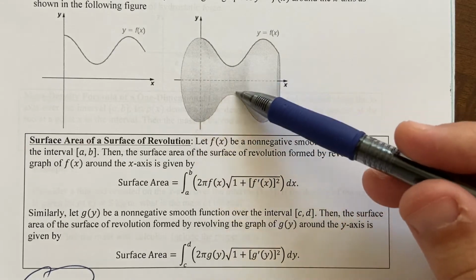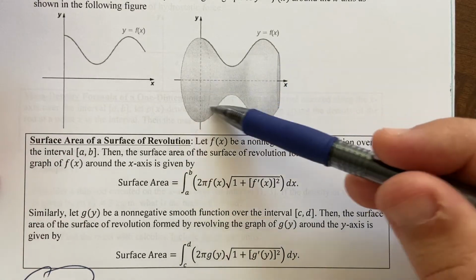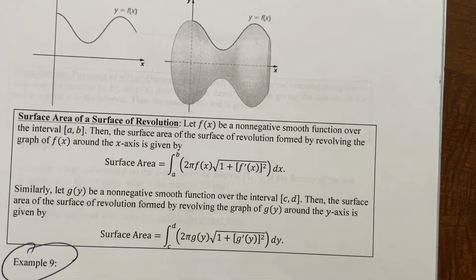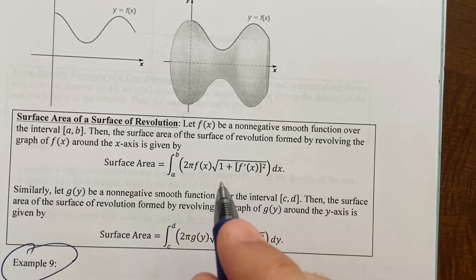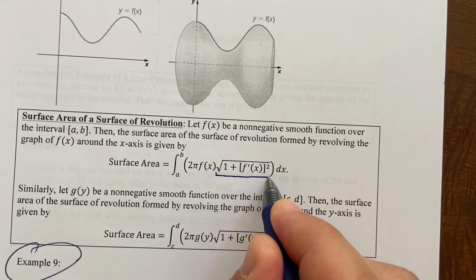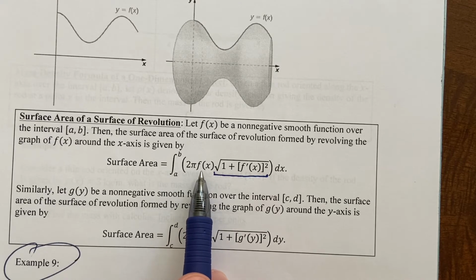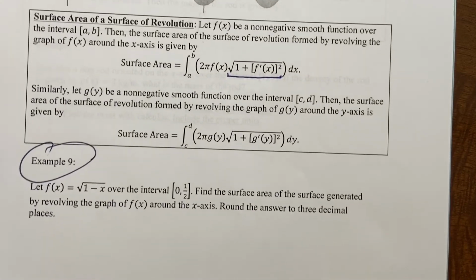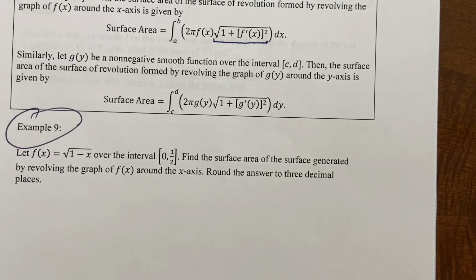This kind of vase-like shape gets formed, but this formula is not finding the volume, it's actually finding the area of the surface of this shape. Okay? So you can see it's similar to the arc length, right? Here's the arc length piece, but then we're multiplying by 2 pi times the height of the function, to get the second dimension involved. So let's go ahead and apply this. I'm going to try this on example 9 right here.